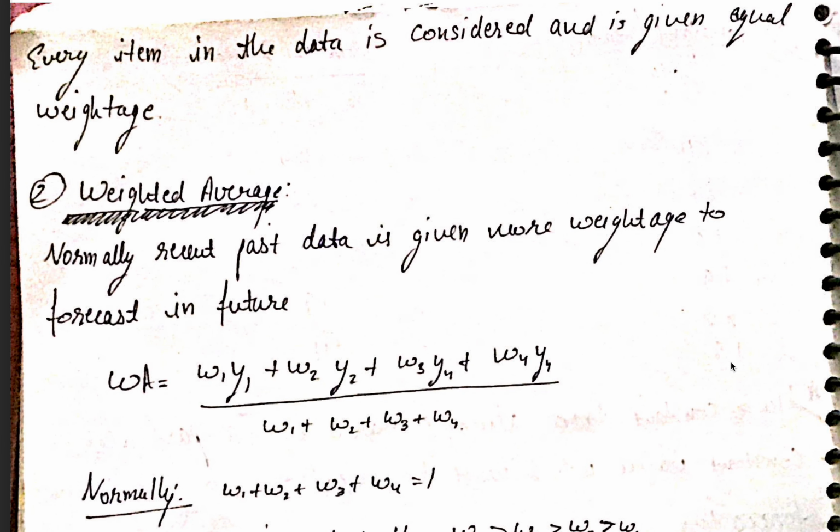Now every item in the data is considered and is given equal weightage. While taking the simple average, we are giving equal weightage to each element. But this is not always the case. Let's say I am talking about the price of gold. The gold prices have recently fluctuated too much because of the COVID situation; they have risen too much.